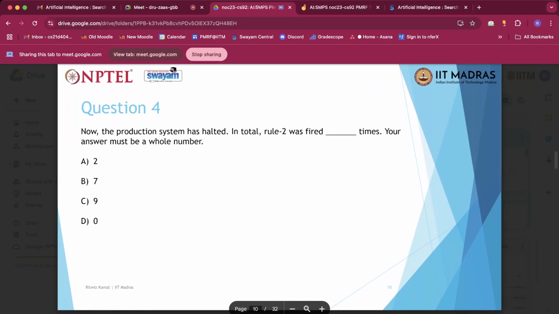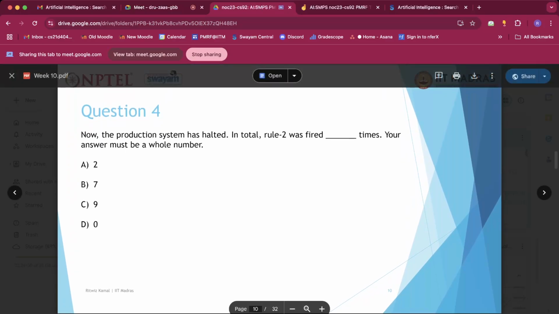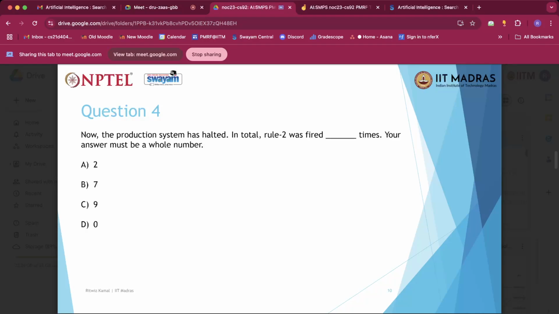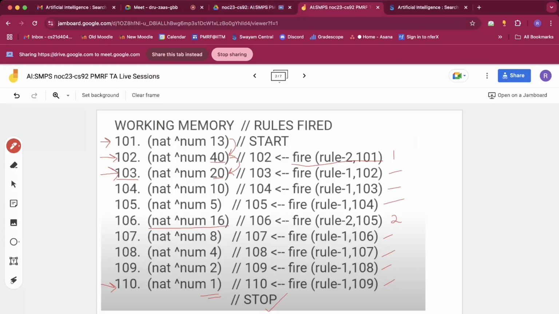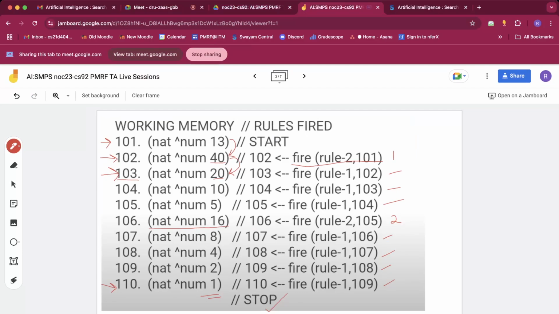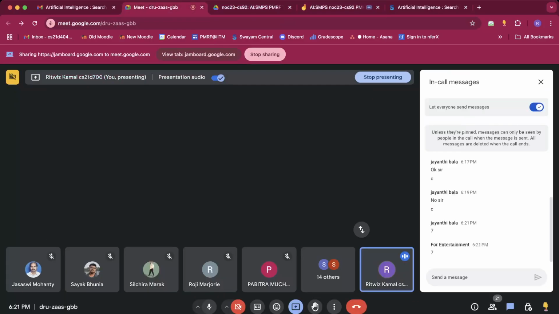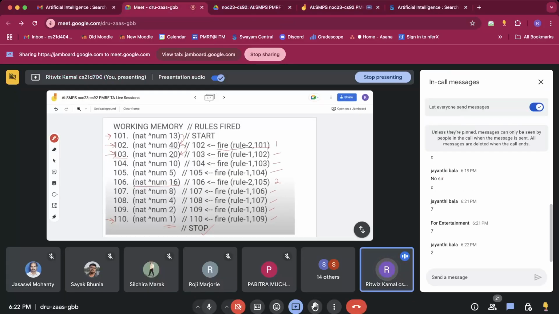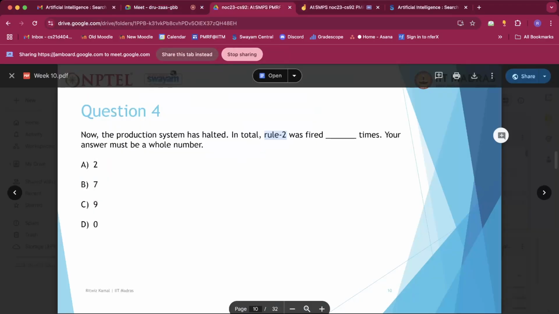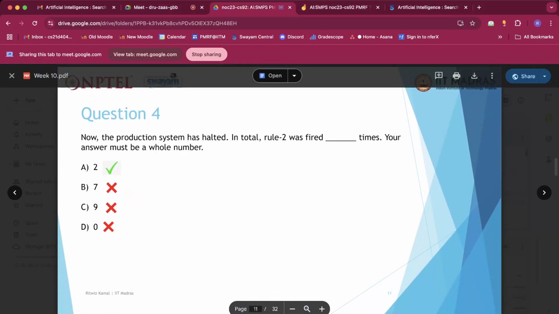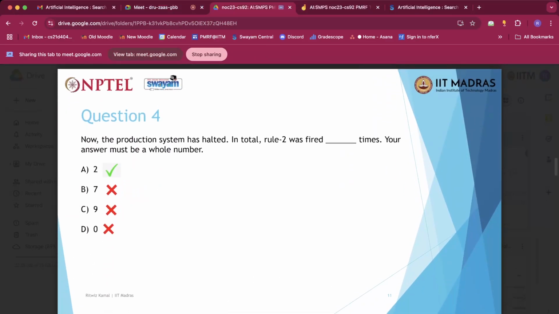Okay, let's now look at question 4, which asks us, after the production system has halted, how many times was rule 2 fired? And that would be 2, right? Because we see that rule 2 was fired only 2 times. That's right. So let's check the solution, and it is 2 times. So I think this concludes a very basic example related to rule-based systems and production systems that we just saw.